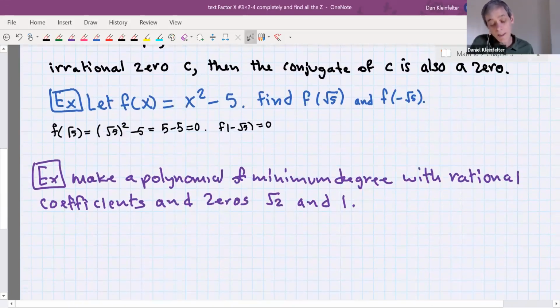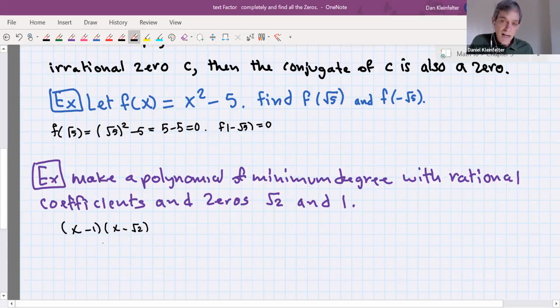Only this time we're going in the other direction. It says we want to make up a polynomial, and it's supposed to have minimum degree. So we're going to try to make the degree as small as we can. And we want it to have rational number coefficients and zeros of square root 2 and 1. So if it's going to have 1 as a 0, then I know x minus 1 has to be a factor. And if the square root of 2 is going to be a 0, x minus the square root of 2 will be a factor.